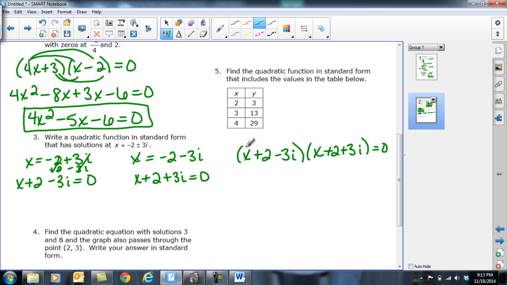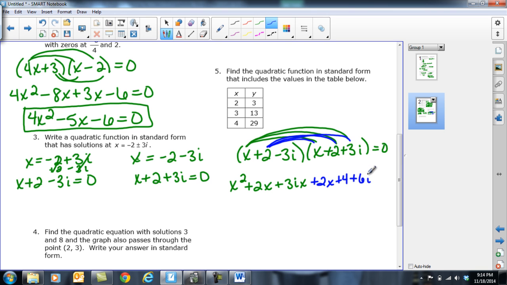So I'm going to have to do x times x, which makes x squared. Then x times 2, which makes 2x. And then x times 3i, which makes 3ix. Then I'm going to have to do the 2. And I'm going to change colors here to make this a little easier to see. So now I'm going to do 2 times x, which makes 2x. And then 2 times 2, which is 4. And then 2 times 3i, which is 6i.